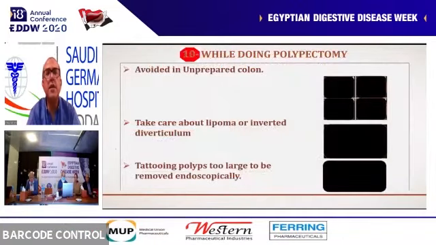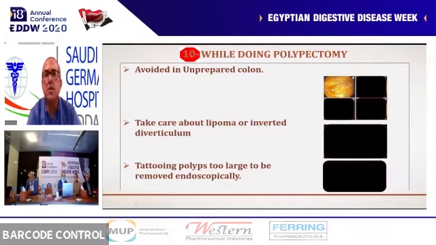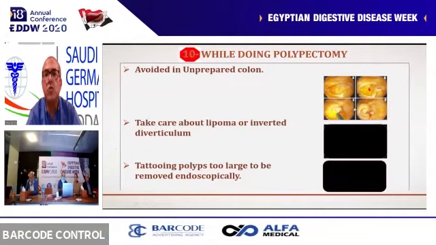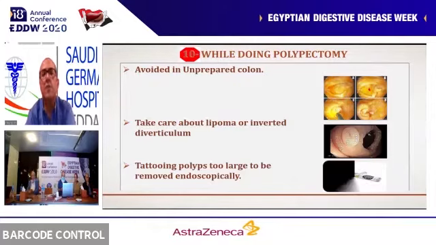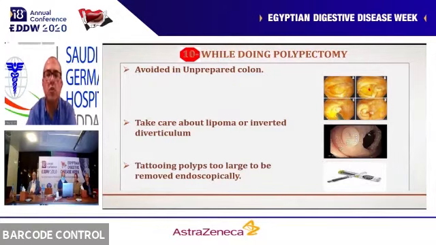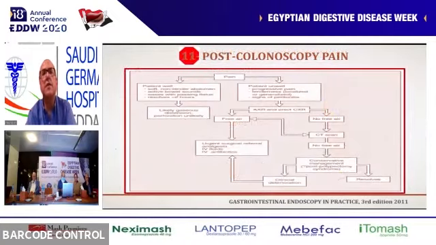Number 10, and this would be mentioned in the next presentation, avoid doing it in an unprepared colon. In such a case, you may lose a polyp that was seen and removed. Again, avoid making a simple polypectomy for an inverted diverticulum or lipoma. We should go in a third phase as we saw in the previous presentation. Lastly, tattooing polyps or large masses is important if you are going to come back for resection or you send the patient for surgery. Then we go to post-procedure.